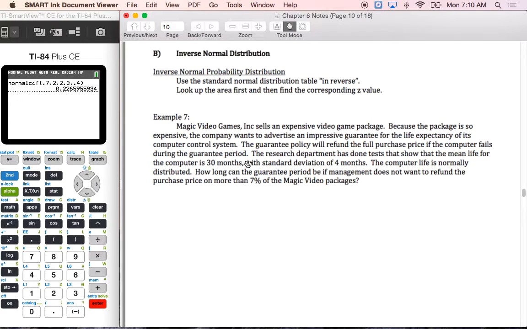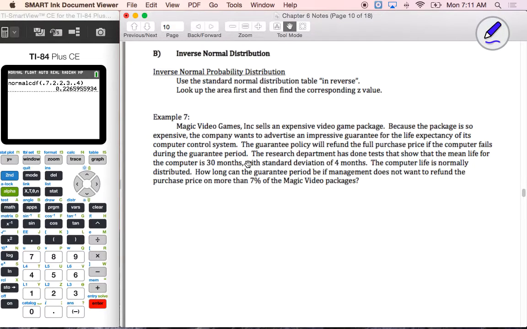So for example 7, Magic Video Games Inc. sells an expensive video game package. Because the package is so expensive, the company wants to advertise an impressive guarantee for the life expectancy of its computer control system. The guarantee policy will refund the full purchase price if the computer fails during the guarantee period. The research department has done tests that show that the mean life for the computer is 30 months, with standard deviation of 4 months. The computer life is normally distributed. How long can the guarantee period be if management does not want to refund the purchase price on more than 7% of the Magic video game packages?